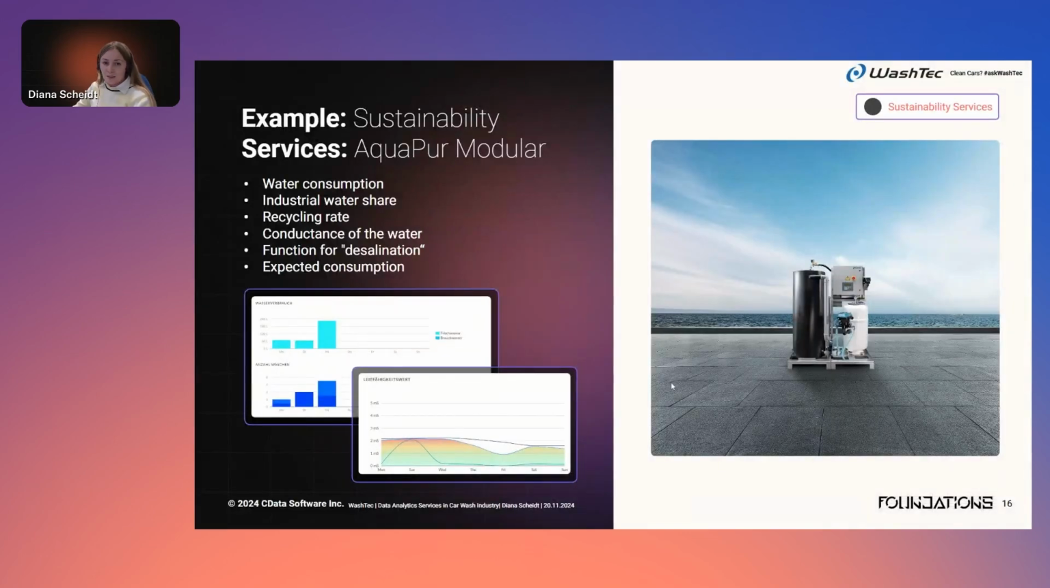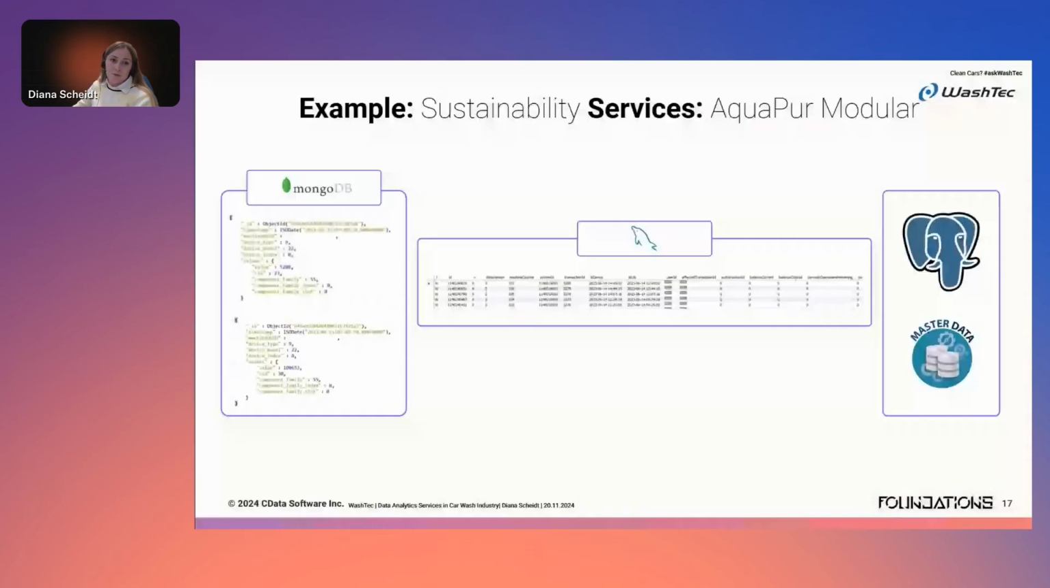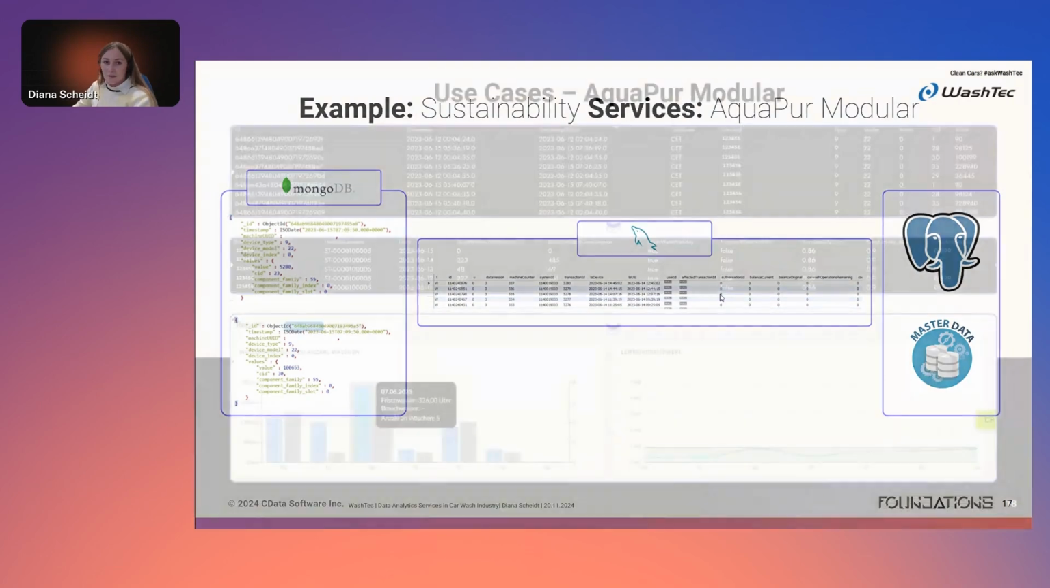So in our machines, because our machines are connected, I forgot probably to mention it, it's our internal development, our machines have sensors and they're connected, and they deliver several values into our NoSQL database. For example, here you see the MongoDB. It's like a snapshot from our document DB with several values. It's information from Aquapur Modular, from our water recycling machine. Here in the middle, we have wash figures from our machine database based on MySQL technology. Then we have Postgres in the background for master data. And we combine all this data together in CData Virtuality.